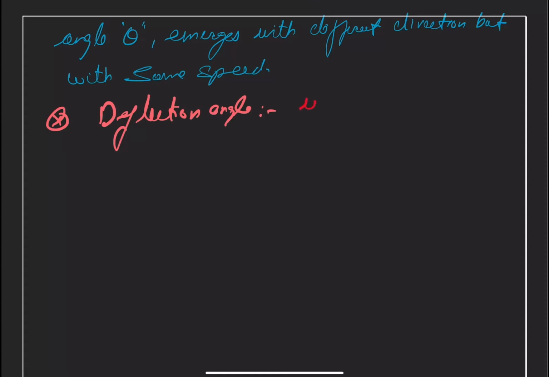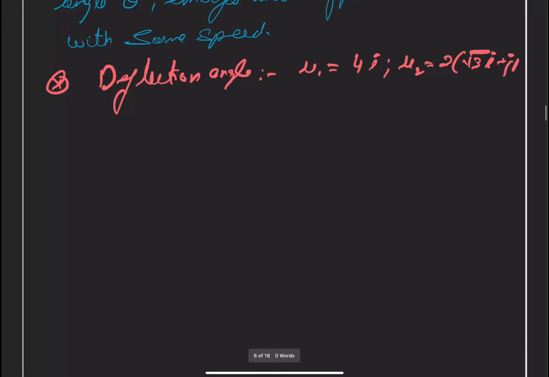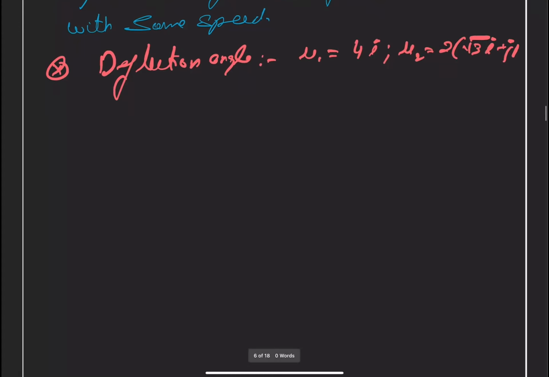U1 is already given to us, that is 4 times i. U2 is also given to us, that is 2 square root of 3 i plus j unit vector. So, the angle between U1 and U2. First of all, let us find out what will be the magnitude of U2.